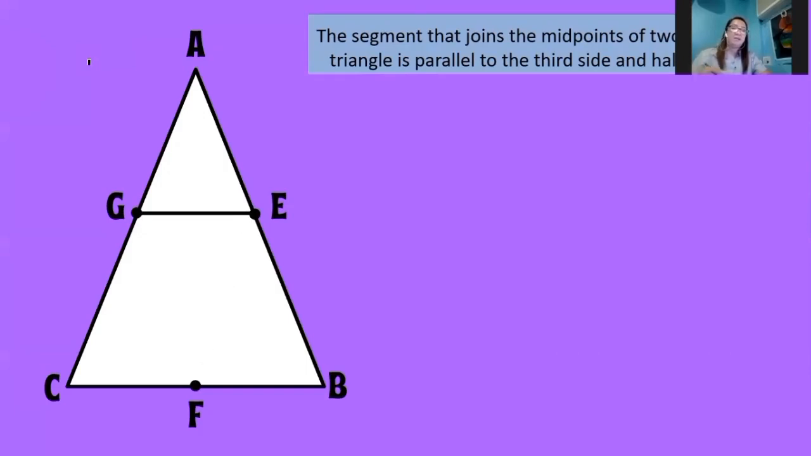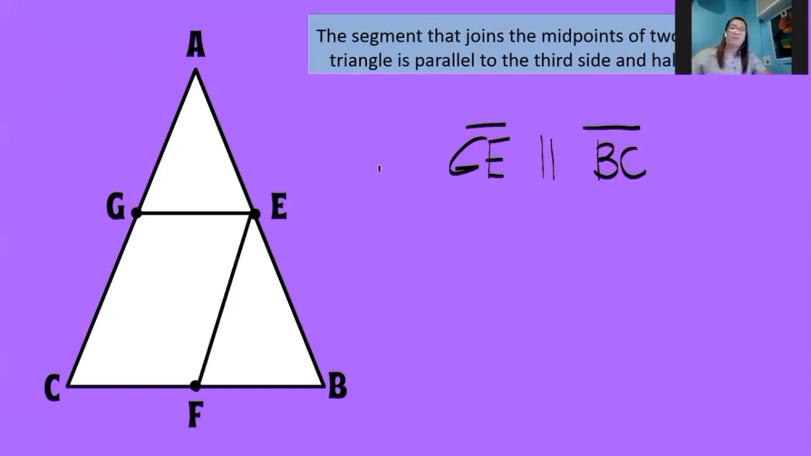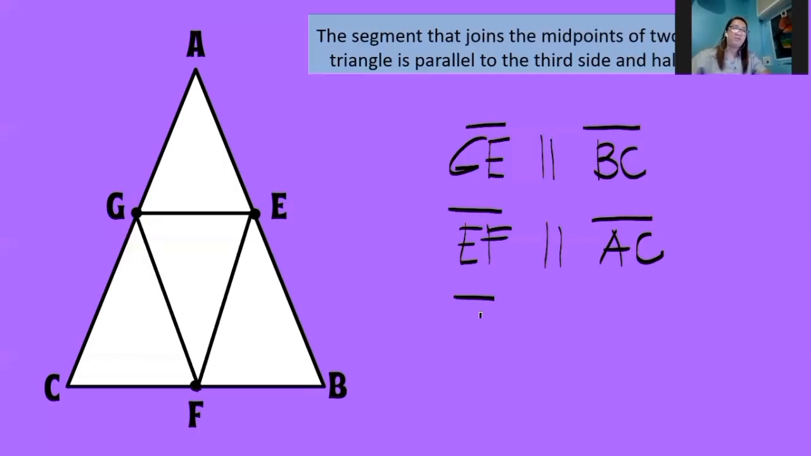And GE here, segment GE, is parallel to the third side, which is segment BC. If you have the midline EF, it is now parallel to the third side, which is segment AC. And lastly, if you have the midline, which is segment GF, that is parallel to the third side, which is segment AB.